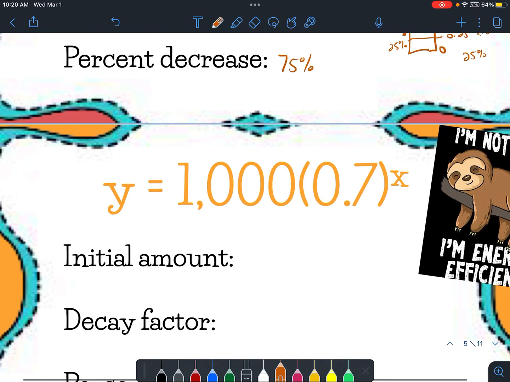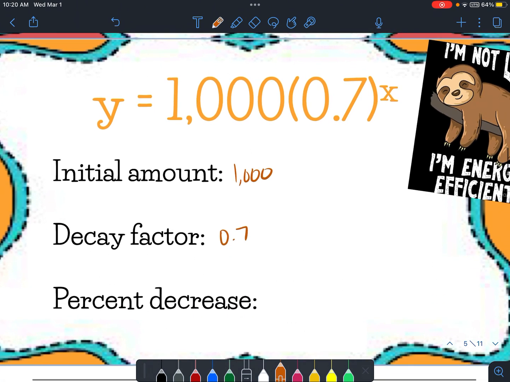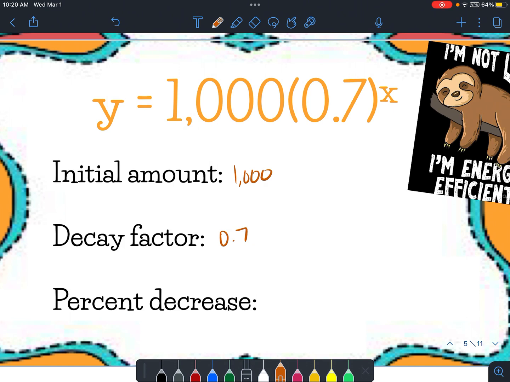All right, let's try this one. What is your initial amount? Go ahead and pause the video. If you'd like, you have 1,000. Your decay factor is 0.7. And your percent decrease, so since our percent decrease, what we're keeping, 0.7, or 70% is what we keep.